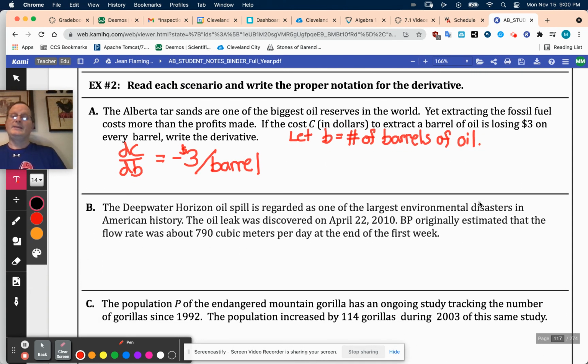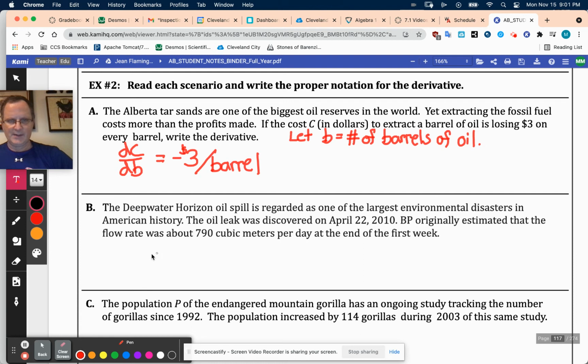All right, B. Deepwater Horizon oil spill, regarded as one of the largest environmental disasters in American history. The oil leak was discovered on April 22nd, 2010. BP originally estimated the flow rate was about 790 meters per day at the end of the first week. Okay, so we could say cubic meters per day.